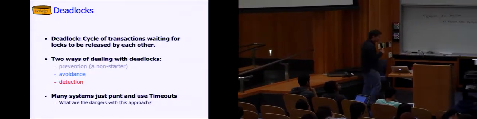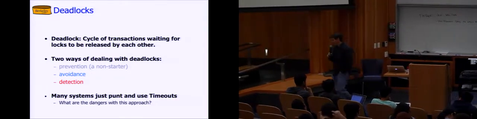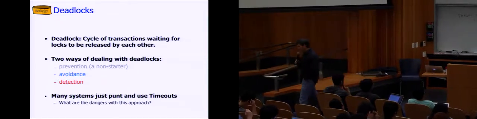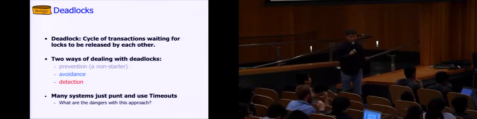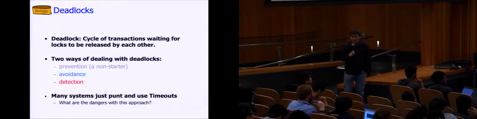Some systems don't do any of these things. They just do timeouts. Like if a transaction's waiting around for too long, it's been in the wait queues of some locks for a while, well, you know what? If it waits for too long, just abort it and restart it. So that's a viable thing to do. What might be a problem with it?